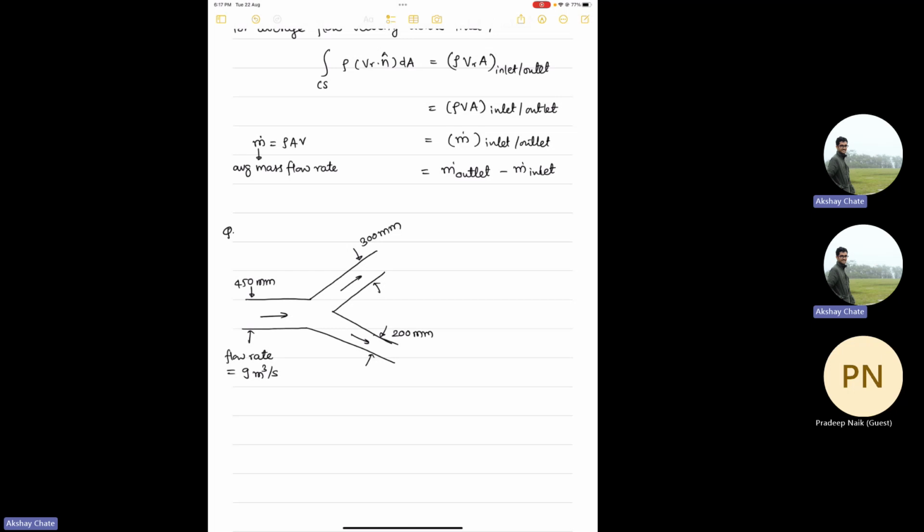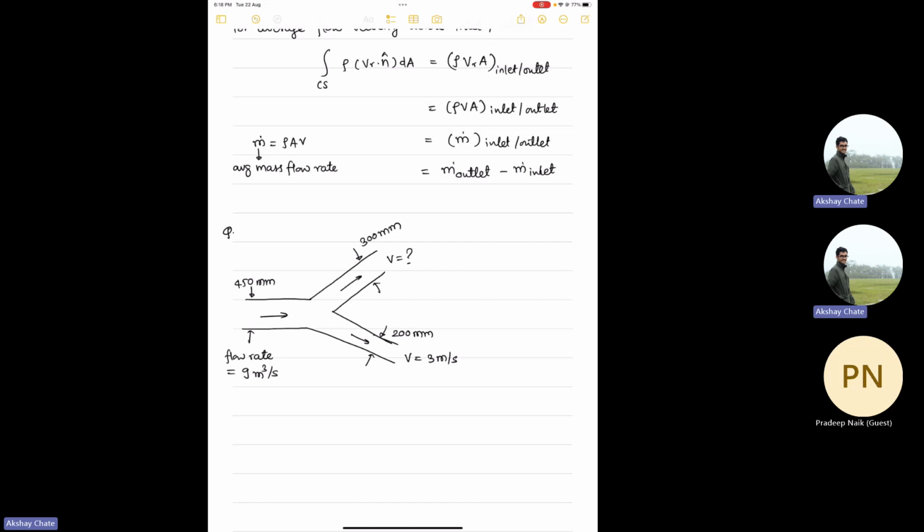This is the top view of the assembly. There is one inlet and two outlets, and they are rectangular cross-sectional pipes. So ideally, when I say 450 mm width, there should be some height also, right, since it's a rectangle. But in the question, it is mentioned to consider that height as 1 meter or unity. So no need to worry about the dimension that is not visible in this figure. It is assumed to be 1. And they have given that the velocity in this channel is 3 meter per second. And now the question asked is, what is the velocity in this channel?